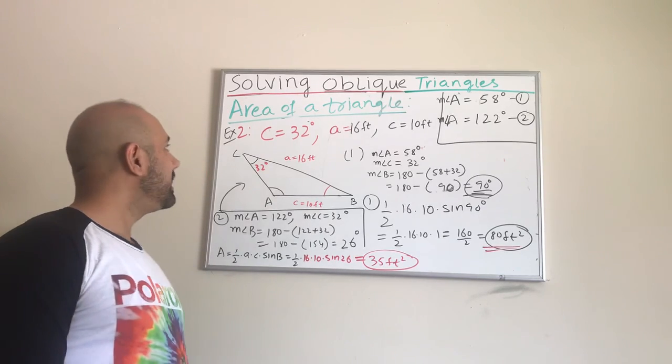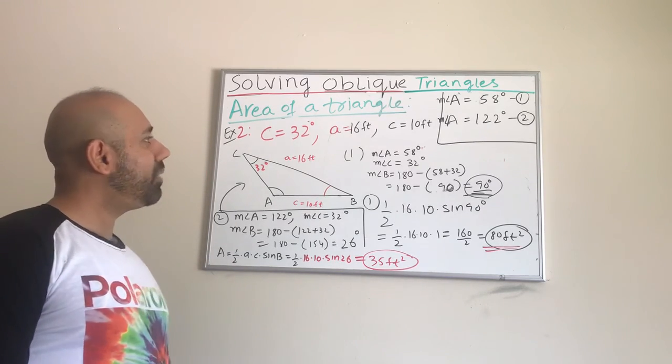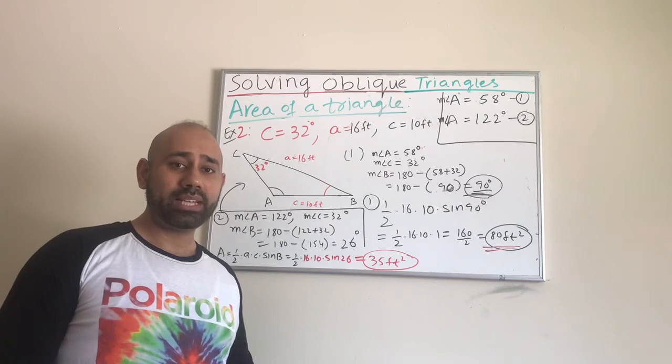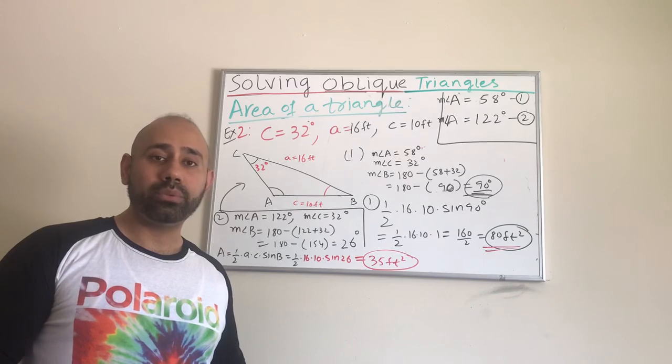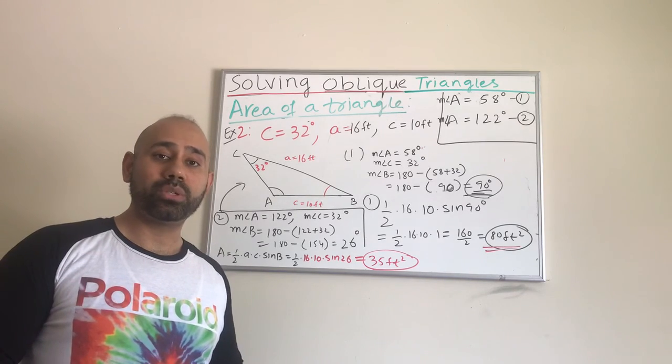Okay, so guys, this is example 2 on the area of the triangle. I want to show you one more example for this section, and then we will first derive the cosine law, and then we'll start actually using the cosine law to solve some examples.